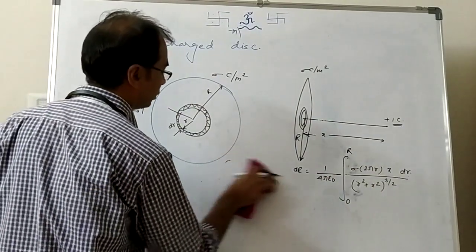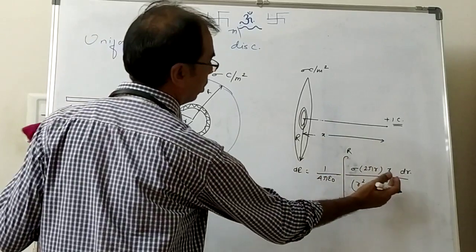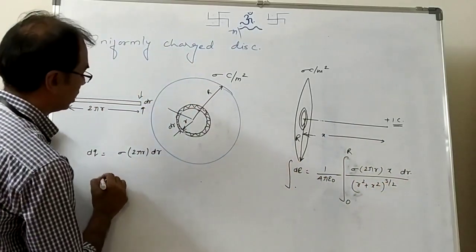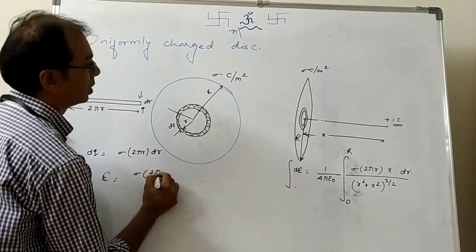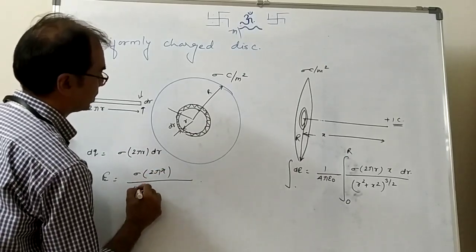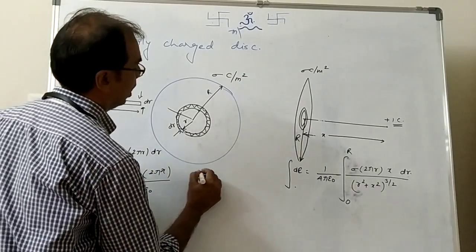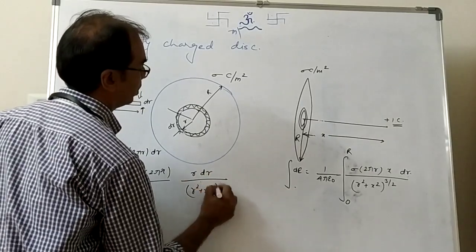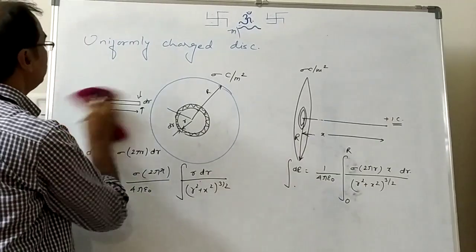Let's integrate this now. The simple integration, but before that you take out all the constants outside. So E is equal to sigma 2 pi x by 4 pi epsilon naught. This is all constants. Inside is r dr by r square plus x square to the power 3 by 2. This we have to integrate, right?